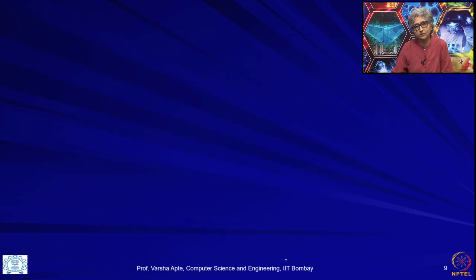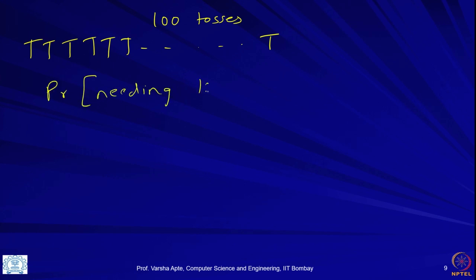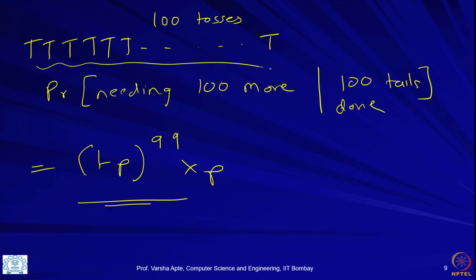So I hope that this was not as non-intuitive. Remember that I can even have 100 tosses that are tails. The probability of needing even 100 more, given that 100 tails are done, still remains (1 minus p) raised to 99 multiplied by p. The fact that these 100 tosses were done can be forgotten, and so this is actually memoryless. This is a memoryless distribution.